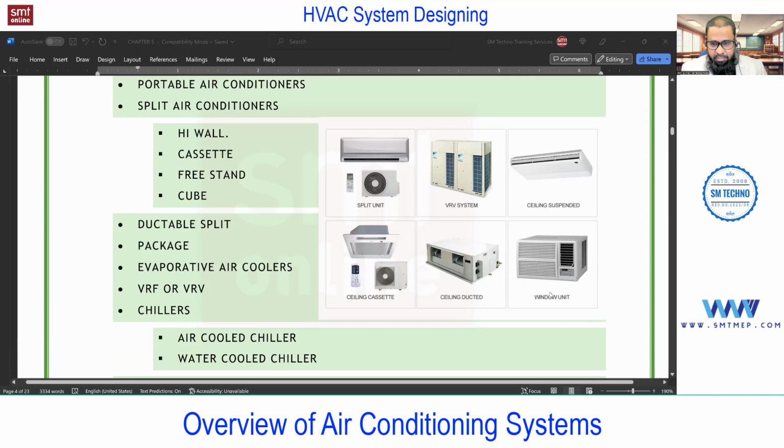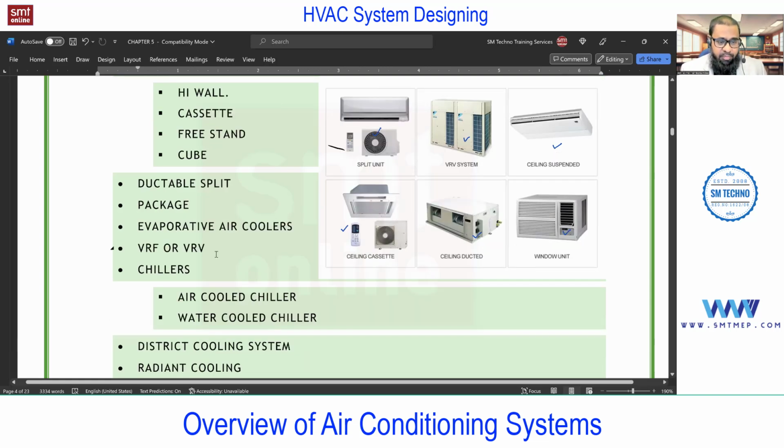Next we have a ductable split. You can see an example of ductable split on screen. This is a split. Again, this is also a type of split. Cassette, this is also a type of split. This is a ductable split. And this is a window. And this is just the outdoor of VRF. We have the indoors also, and that can be connected with multiple types. So this is a ductable split, or if you talk about only this unit, we can call this an AHU, ceiling suspended AHU. Next, package, then air coolers, then we have VRF and VRV.